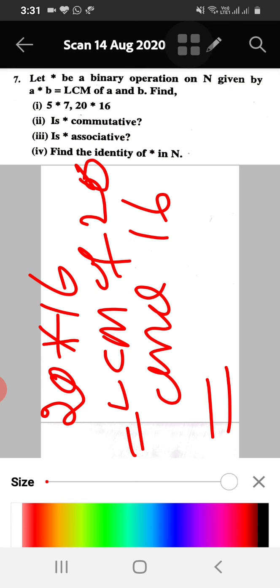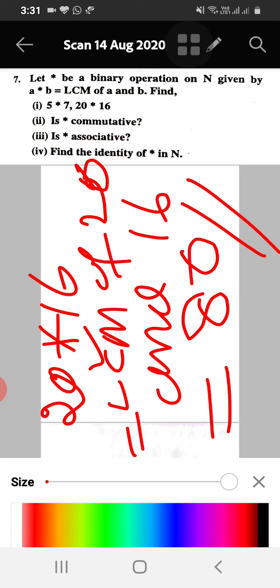This is not a live class, so I am writing the answer directly. Many students don't know how to find LCM. LCM of 20 and 16 is 80. So it is a natural number. The first case is over. How did I get 80? You can find out the LCM of 20 and 16 on your own. Then we can go for the second question.